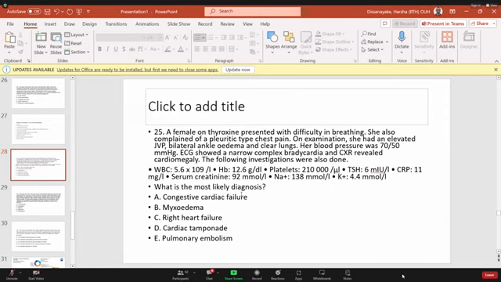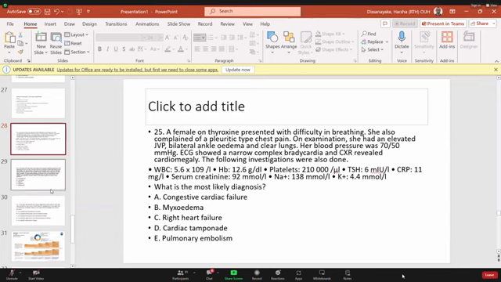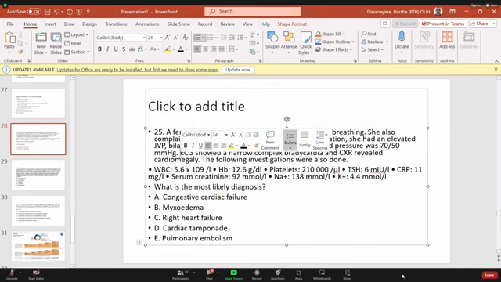What are the cardiac manifestations of hypothyroidism? Heart failure, no other. So severe hypothyroidism can cause heart failure. And severe hypothyroidism can also cause pericardial effusions. If it is severe enough, it can cause tamponade and cause a raised JVP.